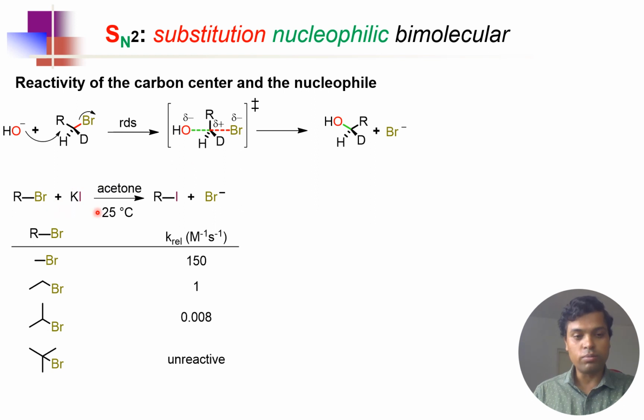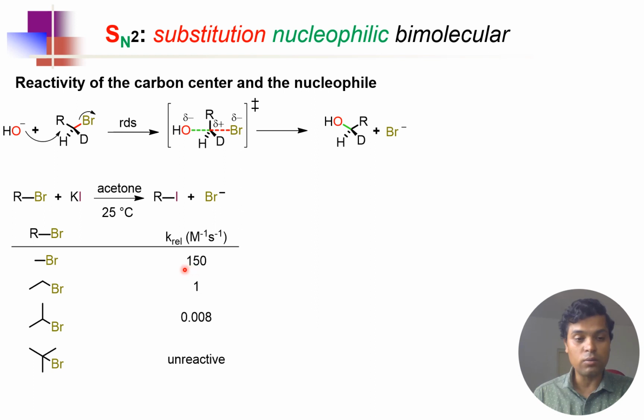This is a very standard reaction with experimental results, where R is methyl, ethyl, isopropyl or t-butyl, and they react with potassium iodide in acetone at 25 degrees Celsius. The alkyl iodide is your product, and bromide is the leaving group. When they measure the rate, they first measure the rate for ethyl bromide, which they take as a standard, and for methyl you can see the rate is increased.